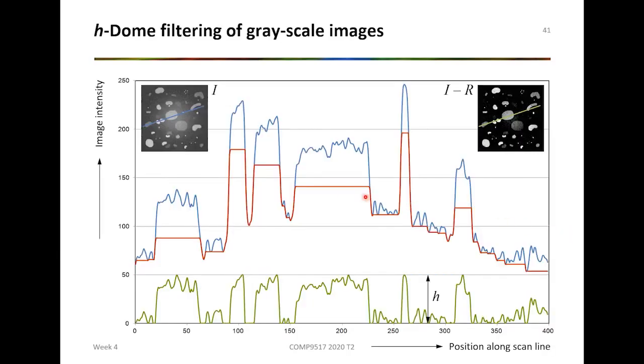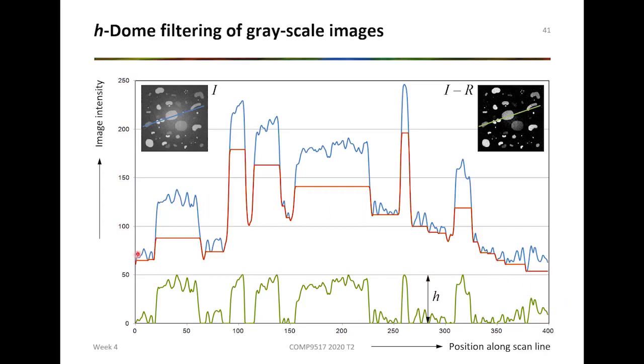Looking at the profiles gives you a better understanding of what is happening. Here again is the input profile, the blue one. The red one is the reconstructed profile. And you subtract the red from the blue, and that will give you the green profile. This is the subtraction image, where the regions now have at most an intensity value of H. This is a great pre-processing step for subsequent segmentation by, for example, thresholding.